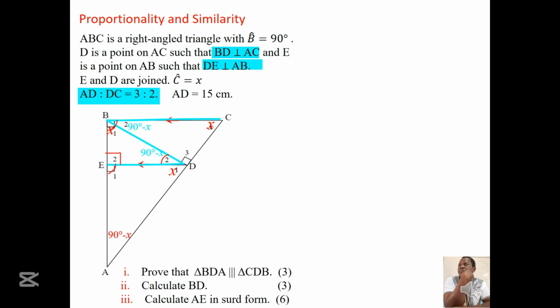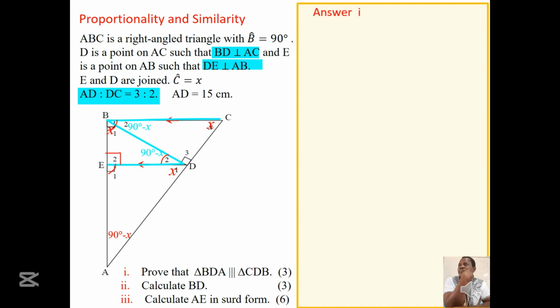Now we can put up our answer. Number 1, we need to prove that triangle BDA and triangle CDB are similar to each other. Now, I normally want to specify which angles I'm looking at. In triangle BDA, at point B, the angle is B1. At point D, the angle is D1 plus D2. Then at A is the whole angle.